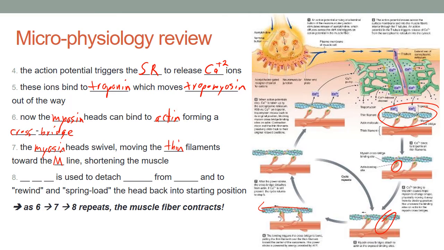At this point, we're stuck. We have a slightly shorter muscle, but we can't continue shortening it until we detach the myosin head and rewind it. So we need to use ATP to detach myosin from actin and to rewind and spring load the head back into its starting position so that we can keep repeating steps 6, 7, and 8 here. And as 6 and 7 and 8 repeat, the whole muscle fiber contracts.